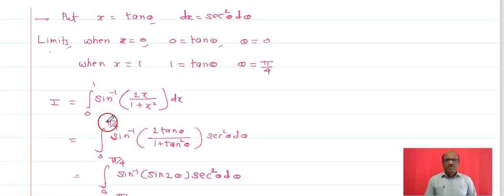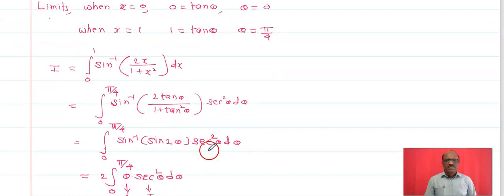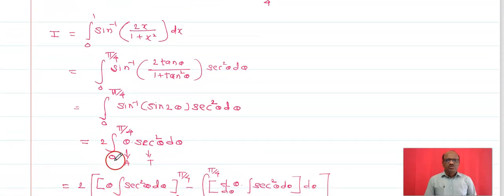And therefore we have the integral I is equal to 0 to 1 sine inverse of (2x upon 1 plus x square) dx. That is 0 to pi by 4 sine inverse of (2 tan theta upon 1 plus tan square theta) into sec square theta d theta. That is 0 to pi by 4 sine inverse of sine of 2 theta into sec square theta d theta, and that is integral 0 to pi by 4 of 2 theta into sec square theta d theta.